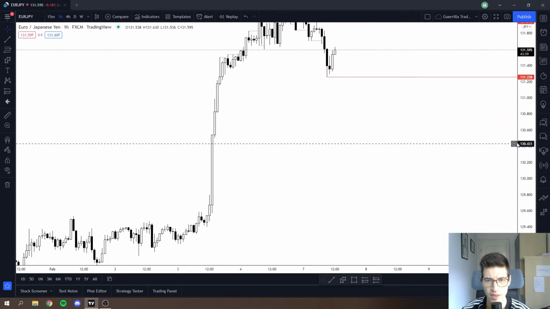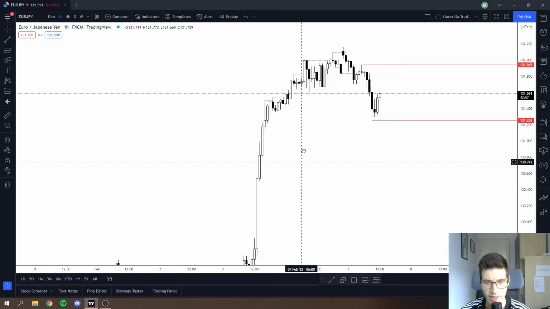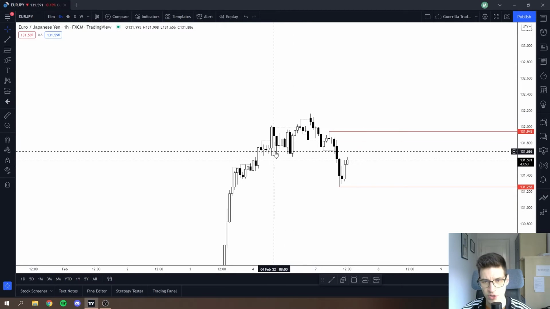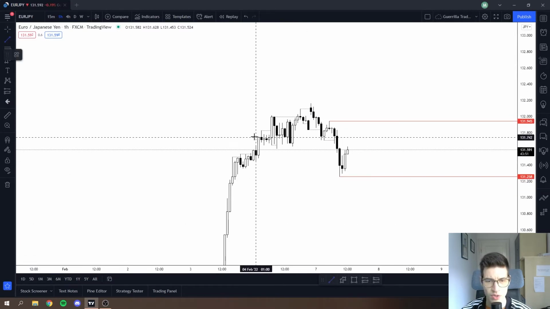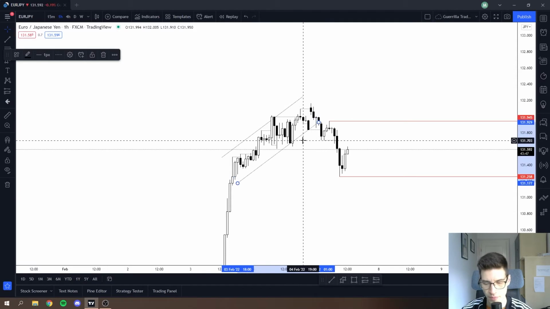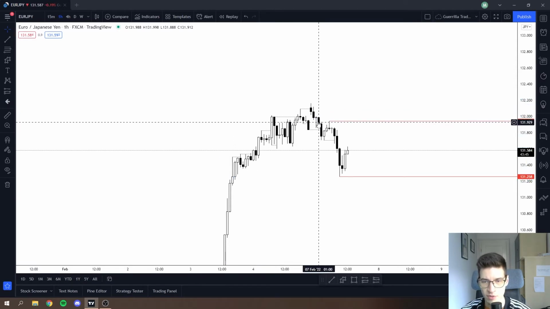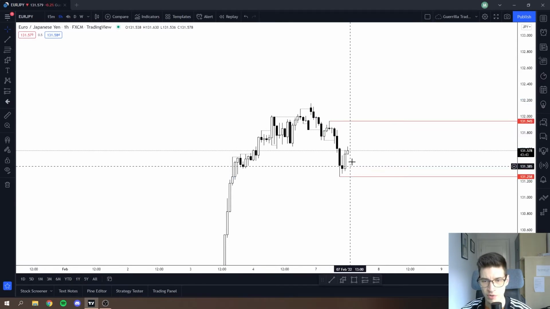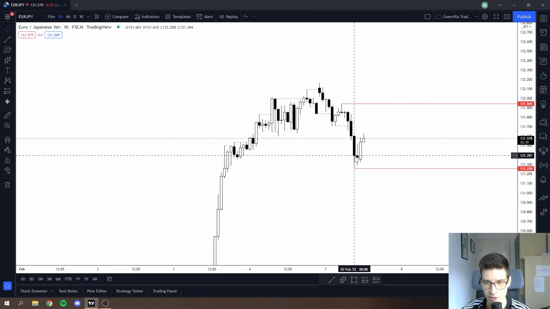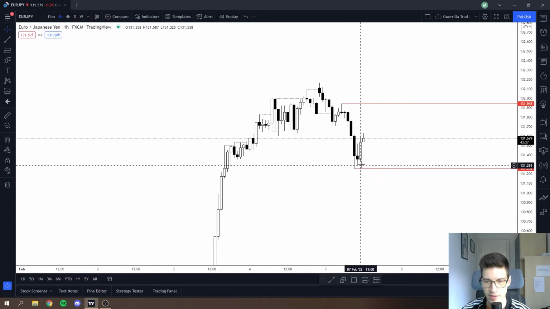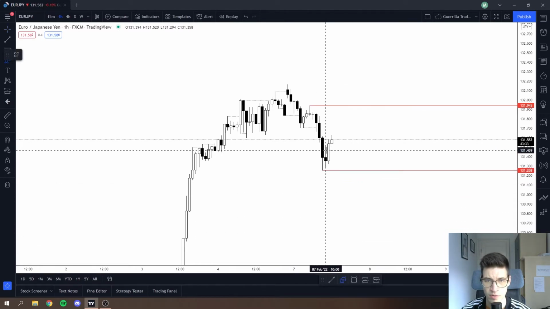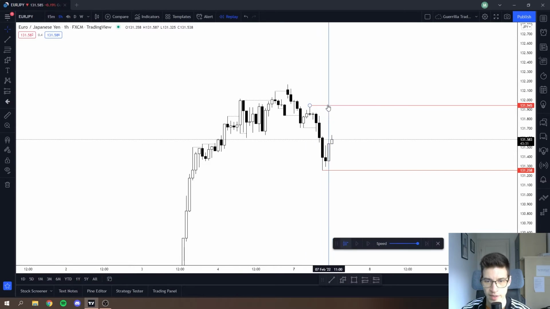So this one, we did also have this large impulse, and then we started to have an ascending channel. So here is this ascending channel. And then what happened, we broke the low, retraced, broke the low and got some momentum. But what is really important is that we ended and created a large wick.